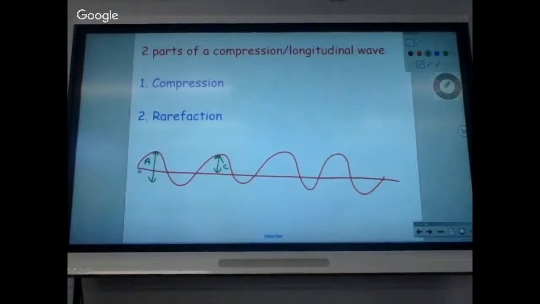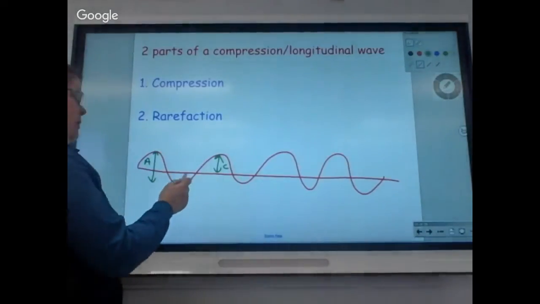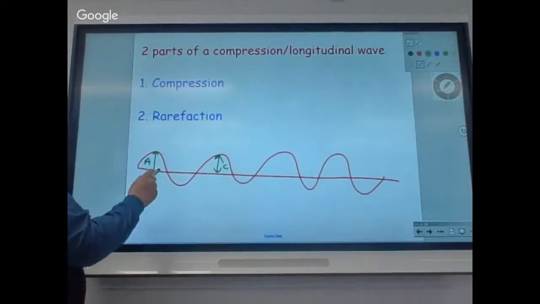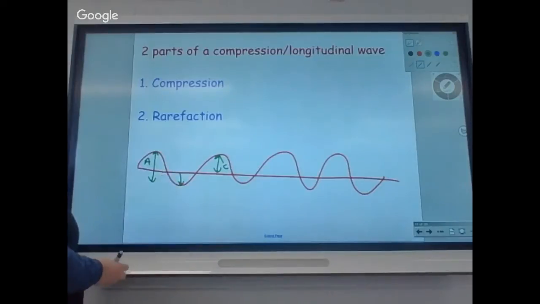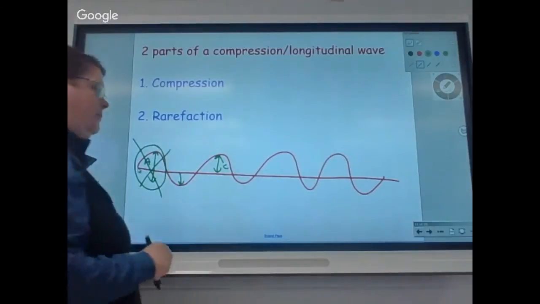It's C. A lot of you, as I watch the papers come in, put A. A is not amplitude. C is amplitude. A is two amplitudes. You have to go from the rest line up or the rest line down. This would be two amplitudes, so A is wrong. You can't pick A.